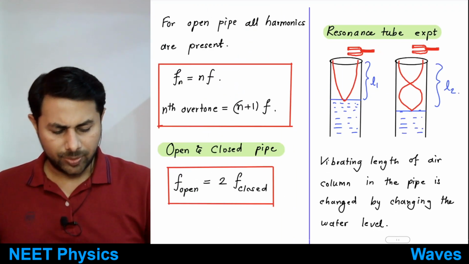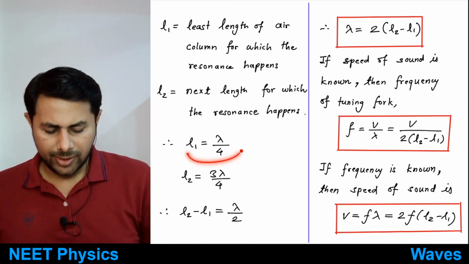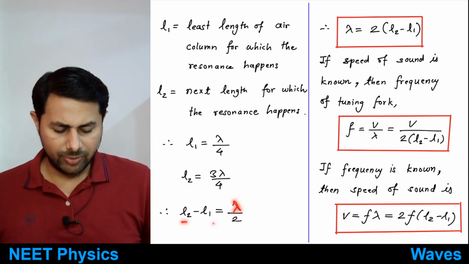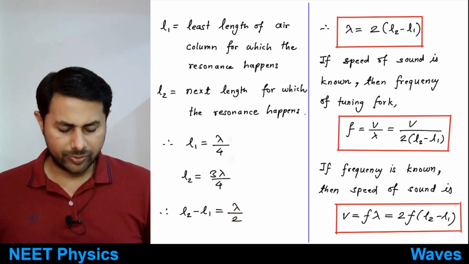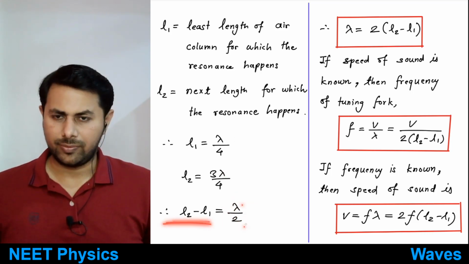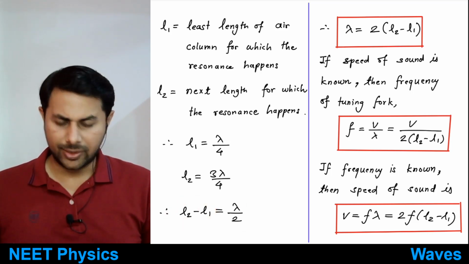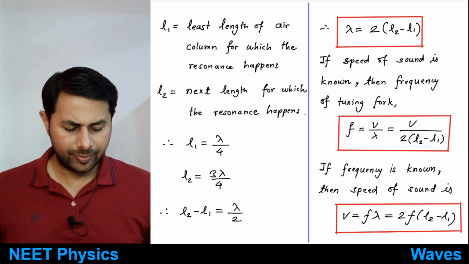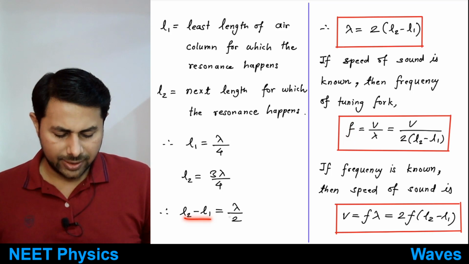Suppose the first length is L1, second length is L2, then first length is lambda by 4, second one is 3 lambda by 4, and what would be the difference between them? It will be equal to lambda by 2. 3 lambda by 4 minus lambda by 4 is equal to what? Lambda by 2. So you get L2 minus L1 is equal to lambda by 2, right? So you find these two lengths. You know what is the speed of sound or speed of longitudinal waves in air, and then you make use of this formula.